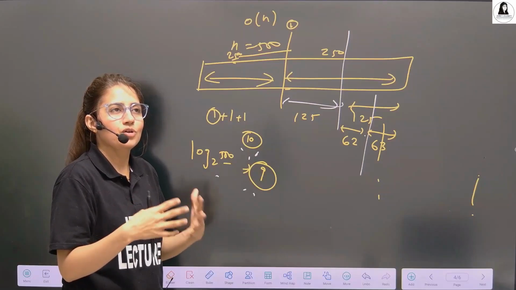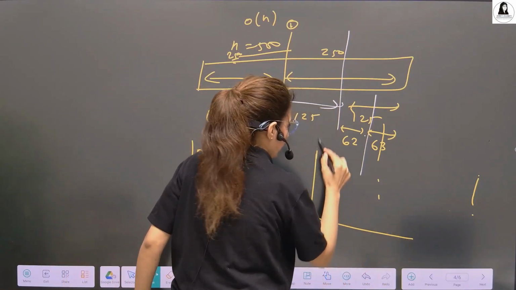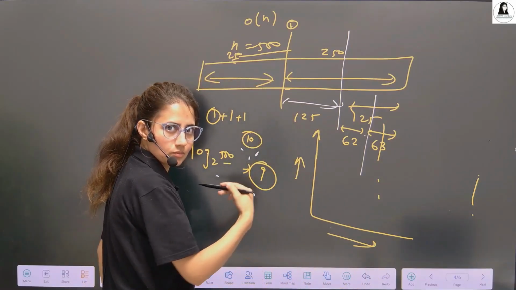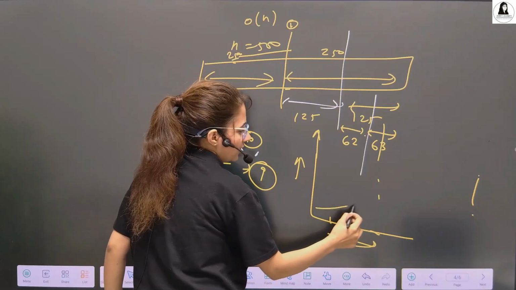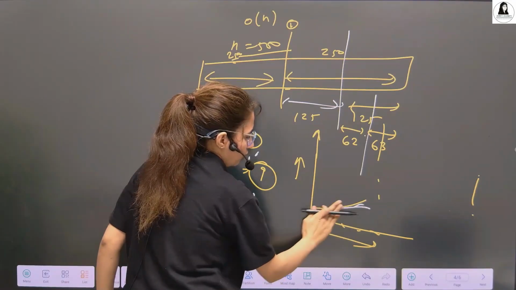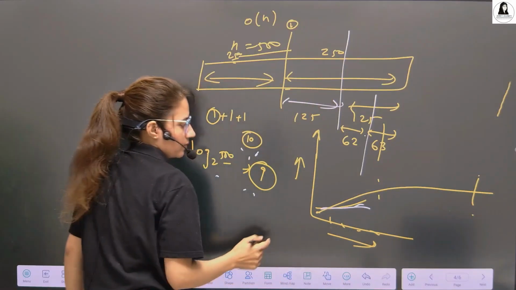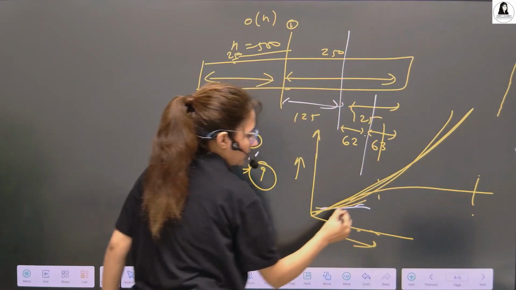Now, if you are aware of these log values, then you can easily find out how your graph is going. Like this graph, the time complexity graph: number of comparisons, number of operations, against the input size. So how is this going? Sorry, it's logarithmic, so it's something like this. Linear is something like a line, like this.